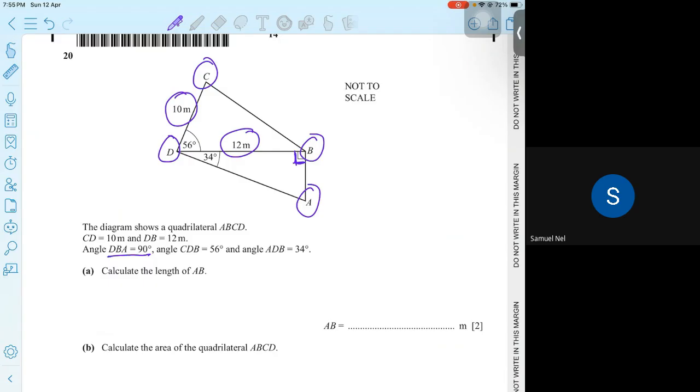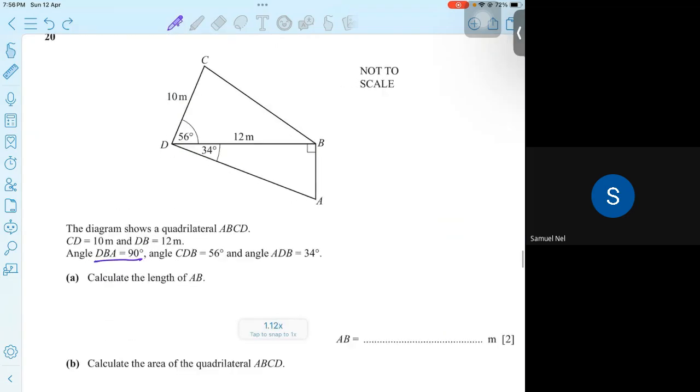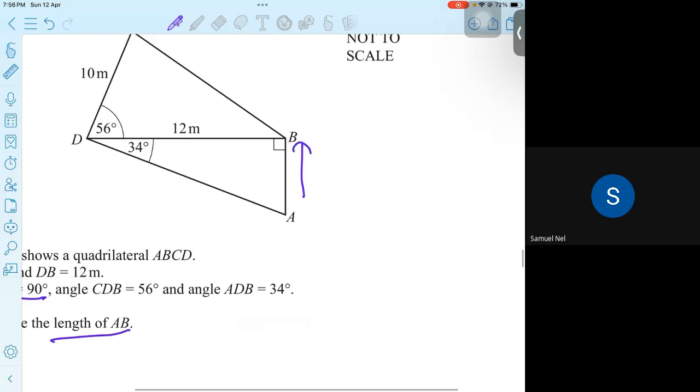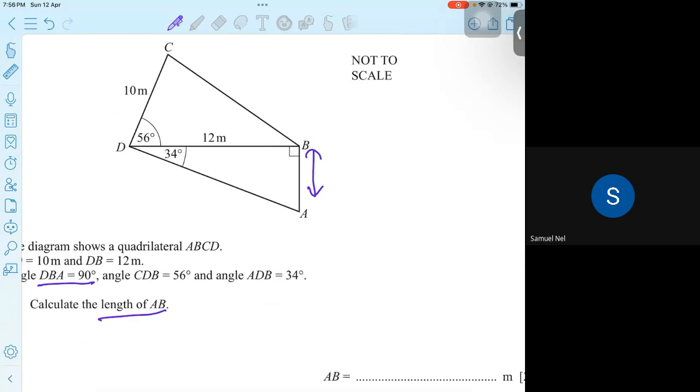And angle CDB, basically this is 56 and this is 34. The question already tells us everything here, the diagram, okay? Now they want us to find the length of AB, as in basically this. Now the first part is very easy because if you can visualize this, it's basically a right angle triangle. This is 34. This is 12, right? And they basically want us to find the base.